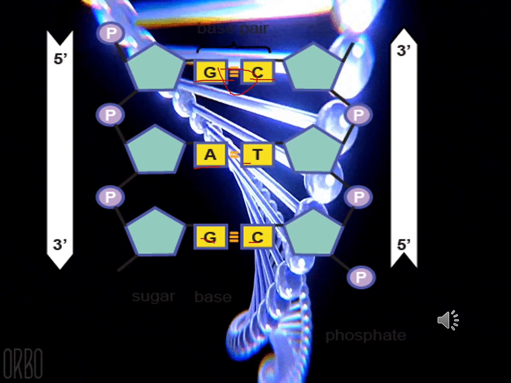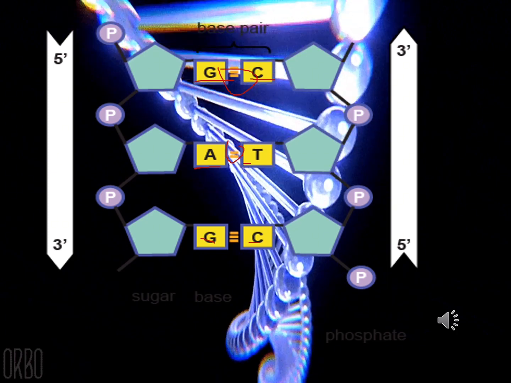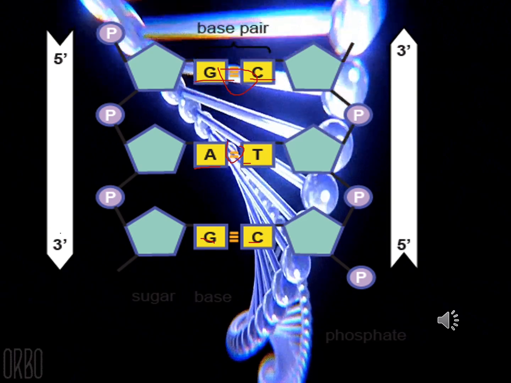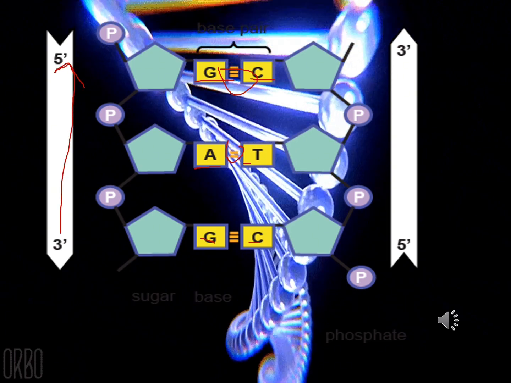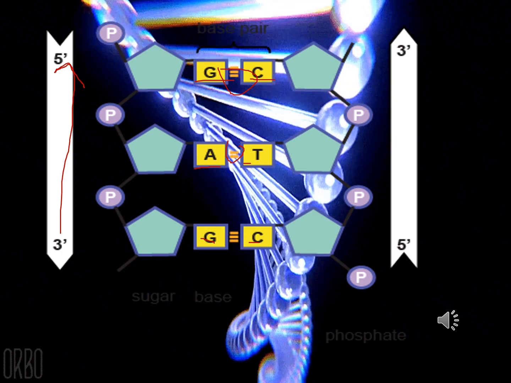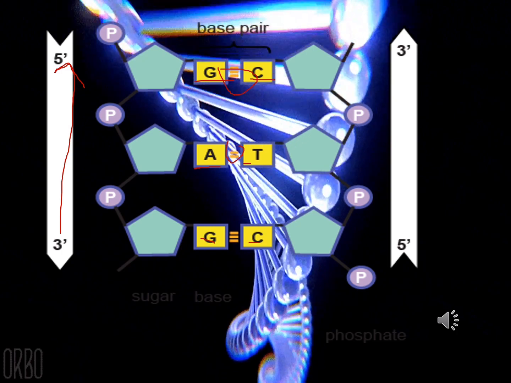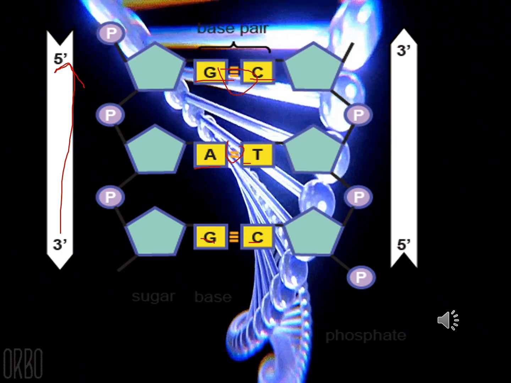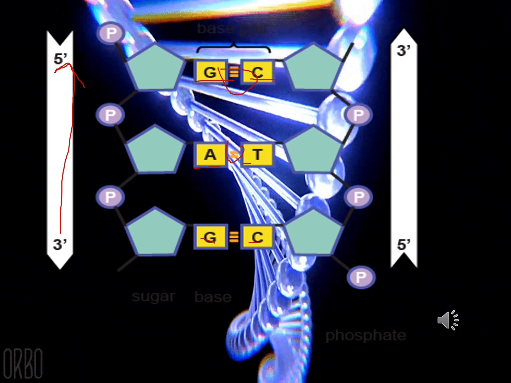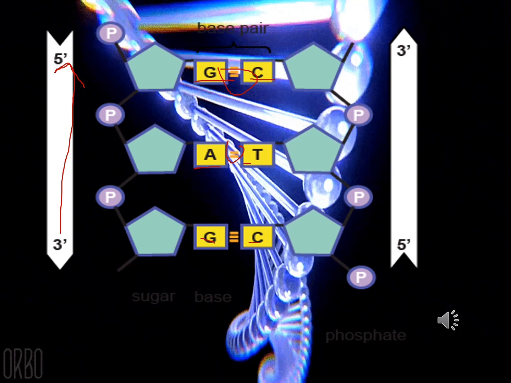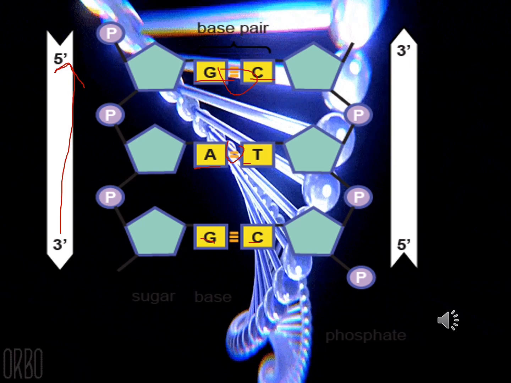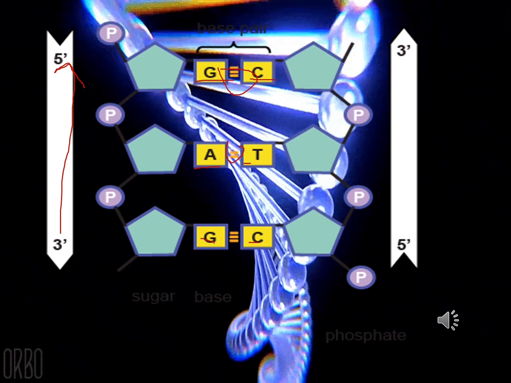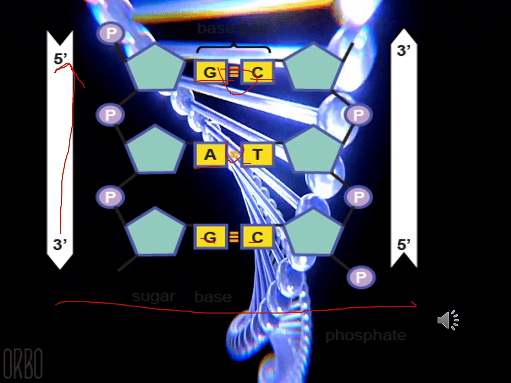Between A and T, or T and A, we have 2 hydrogen bonds. Make sure that you drew the 2 strands in opposite directions, this one from 3 to 5, this one from 5 to 3. And you connected the phosphate with the sugar with covalent bond. So just make sure that everything is right.